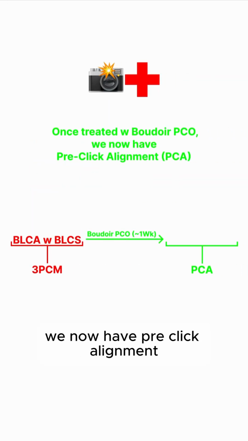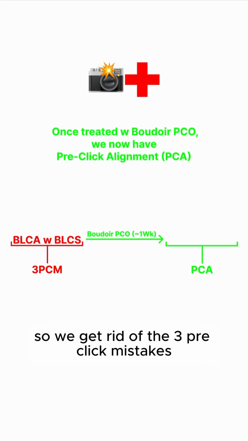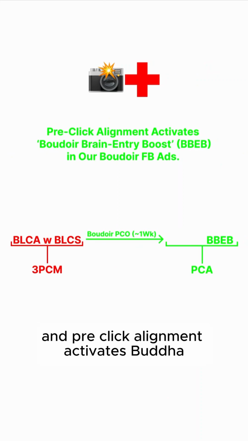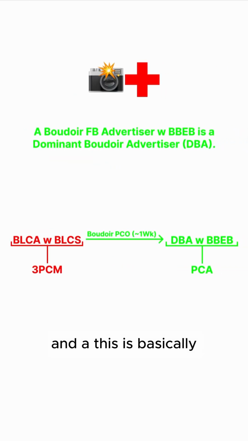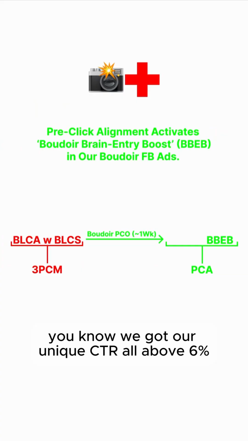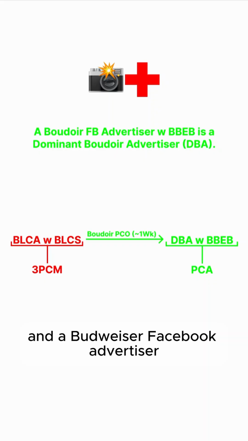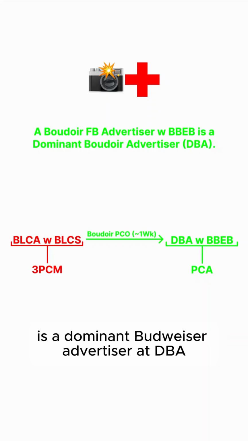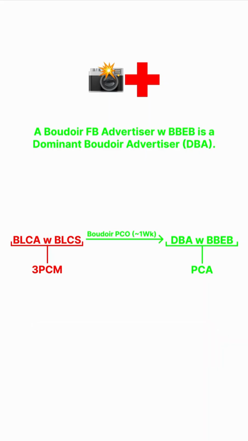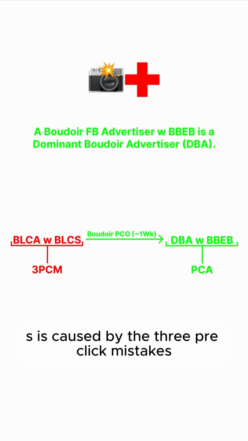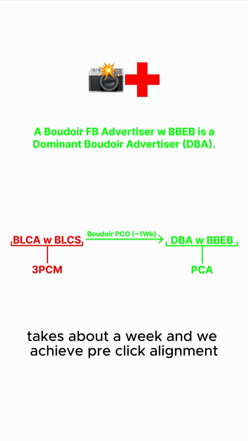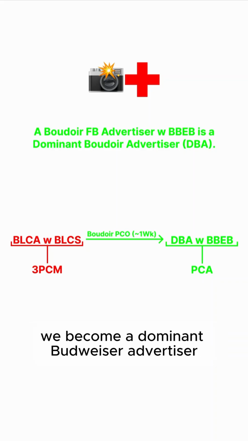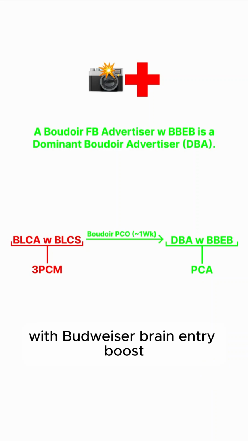Now, once treated with Boudoir Pico, we now have pre-click alignment. So we get rid of the 3 pre-click mistakes, and we now have pre-click alignment. And pre-click alignment activates Boudoir brain entry boost in our Boudoir Facebook ads. And this is basically, we got our unique CTR all above 6%. And a Boudoir Facebook advertiser with Boudoir brain entry boost is a dominant Boudoir advertiser, a DBA. So we got our full universe here. A BLCA with BLCS is caused by the 3 pre-click mistakes. That's fine, easy enough. Treated with Boudoir Pico, takes about a week, and we achieve pre-click alignment. We become a dominant Boudoir advertiser with Boudoir brain entry boost.